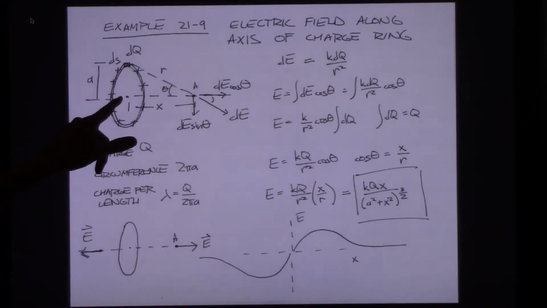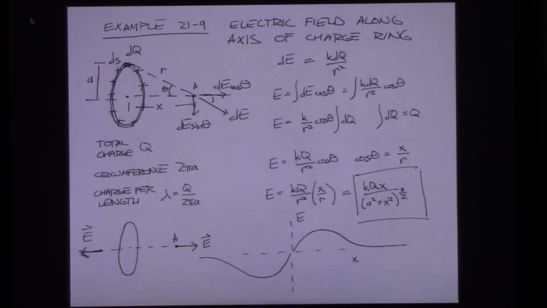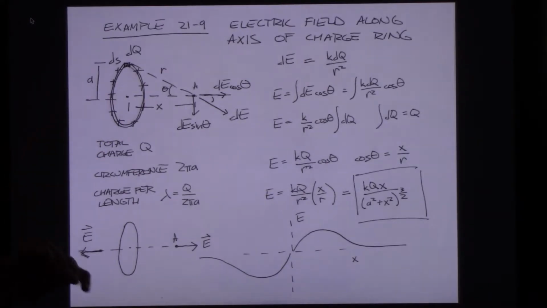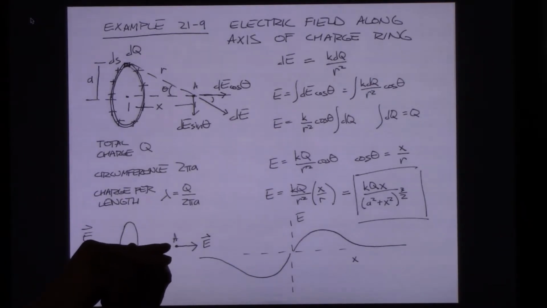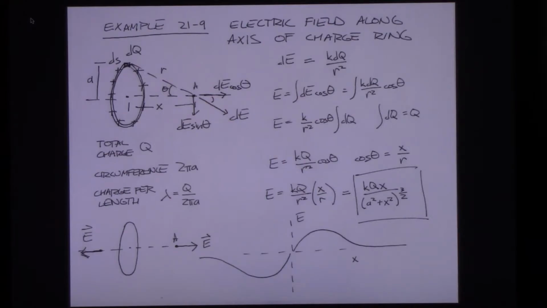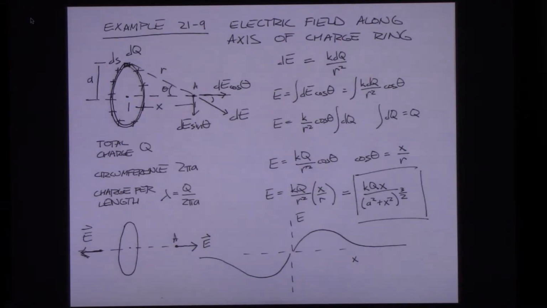Now, as I move away from x equals 0, I'm not going to get cancellation, and the electric field is going to be non-zero. In fact, I'm expecting it will grow. As I move away from the center, I'm going to get less and less cancellation, and a stronger and stronger electric field along the axis. But that can't go on forever. Once I move far enough along the axis, the electric field's got to drop off. I'm getting farther and farther away from the charges.